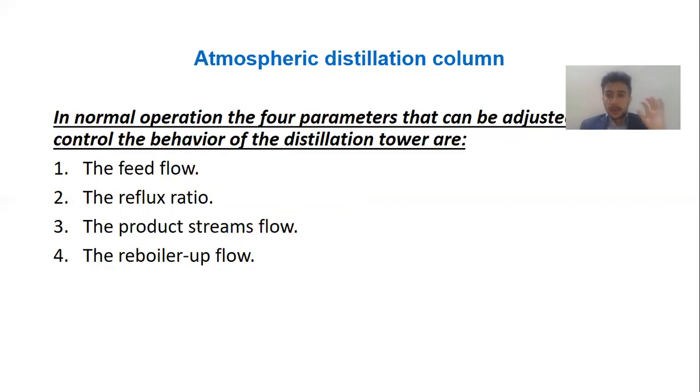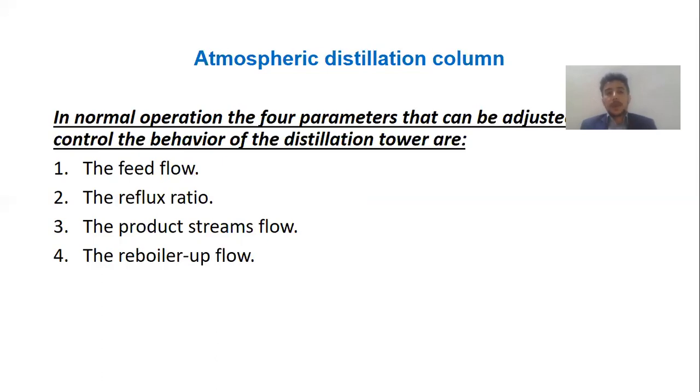So make these parameters into a story in your head. In the distillation column, you have the feed flow. The feed flow means the crude oil which enters the distillation column. By this crude oil, you can control the pressure or the temperature of the column. So if the feed flow is too much, then the pressure will be high, absolutely, or the temperature will be low. So by the feed flow, you can control the pressure or the temperature of the distillation column.